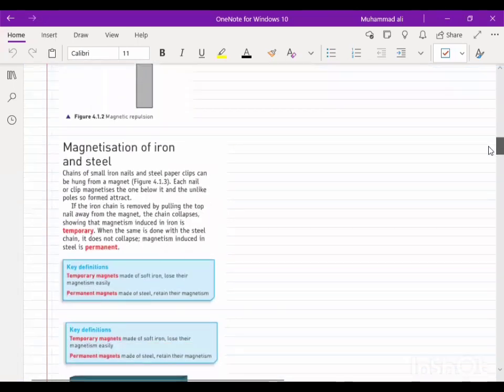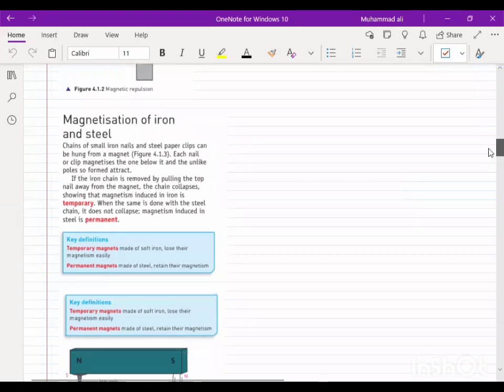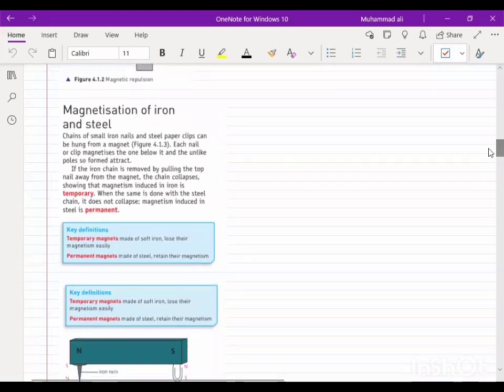Then we have two types of magnets. We have temporary magnets and we have permanent magnets. Basically, we know that iron is a magnetic material that will lose its magnetism easily.